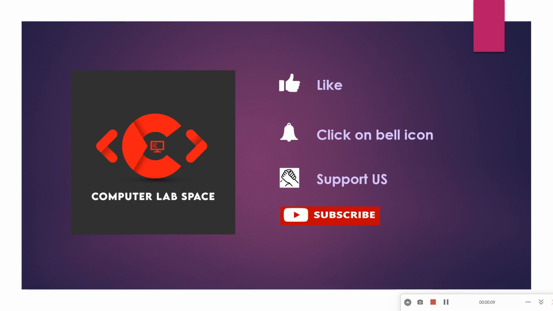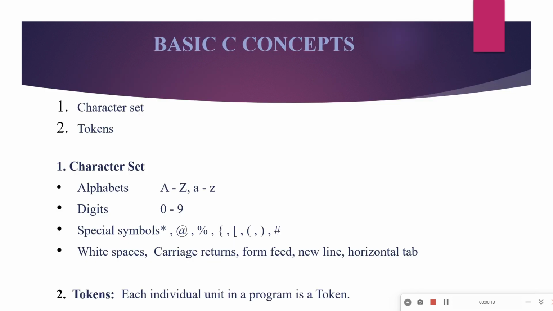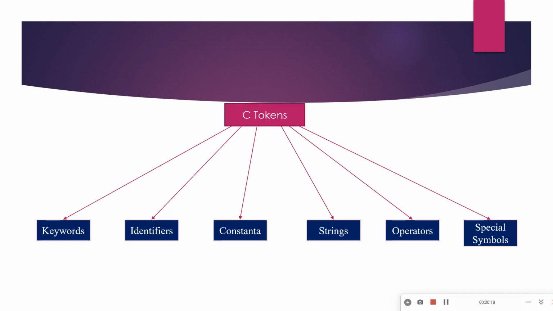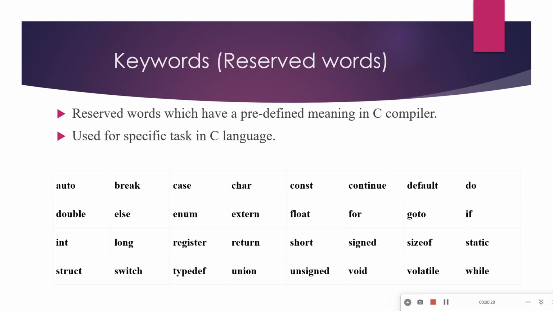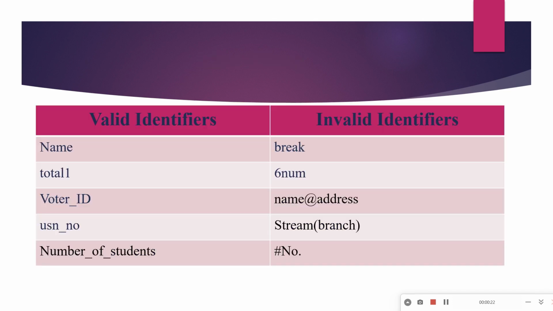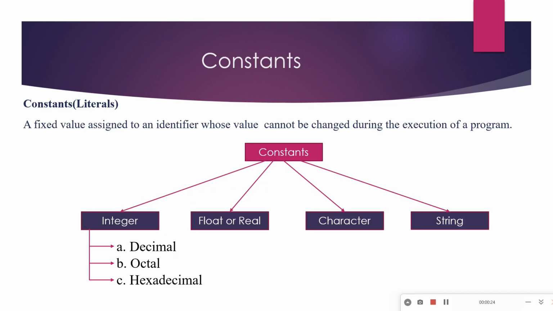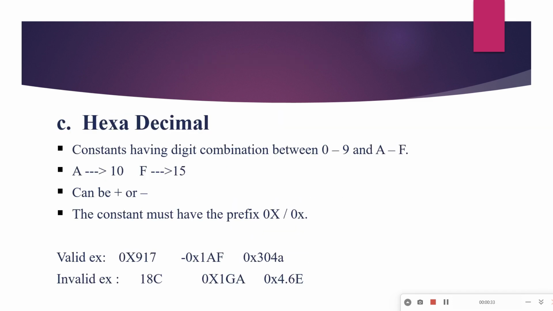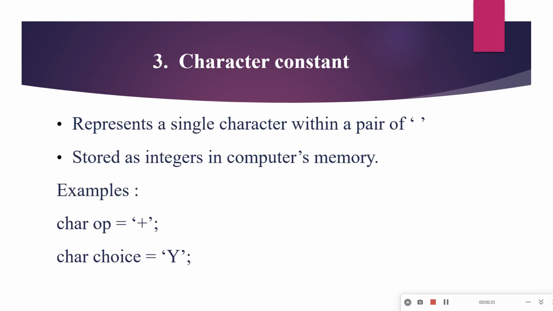Don't forget to check my previous videos on C programming. I have explained basic C concepts, character set as well as C tokens. In C tokens, I have explained keywords, identifiers, then constants. In the constants, I have explained integer constant, floating point or real constants. Then today we will learn character constant and string constant.